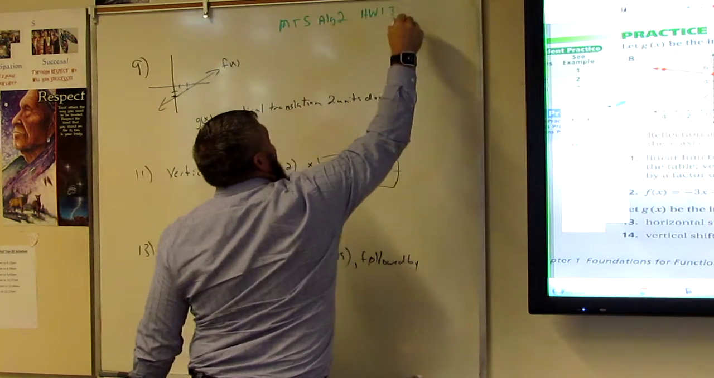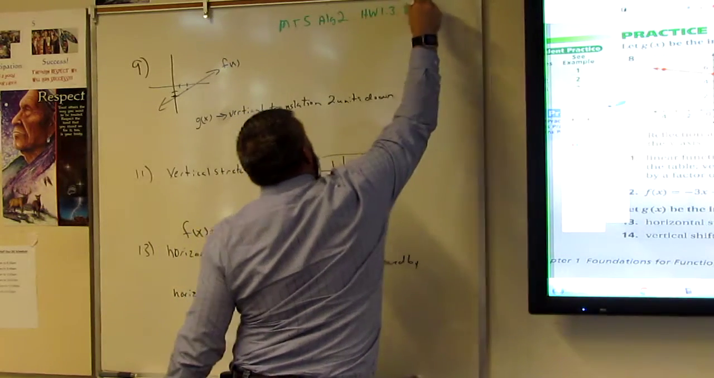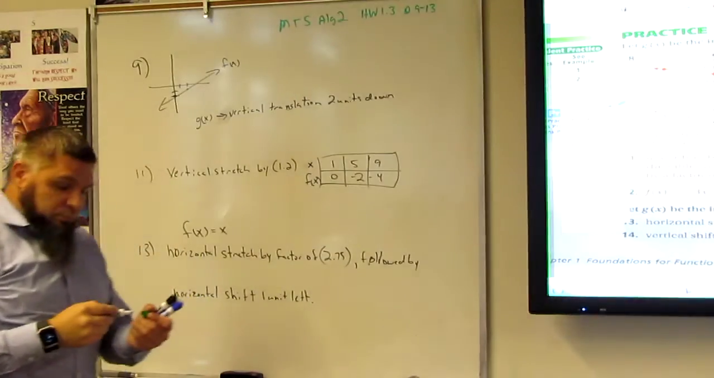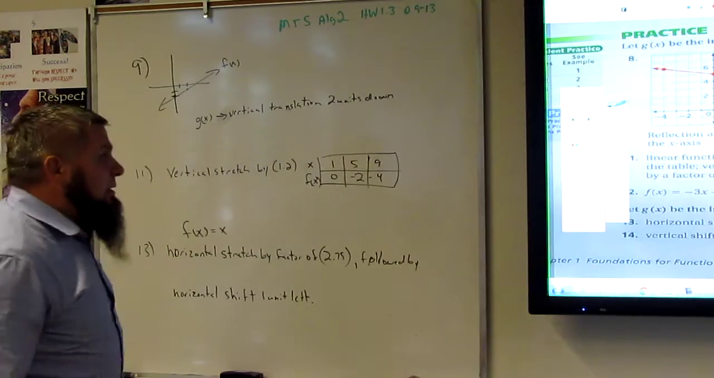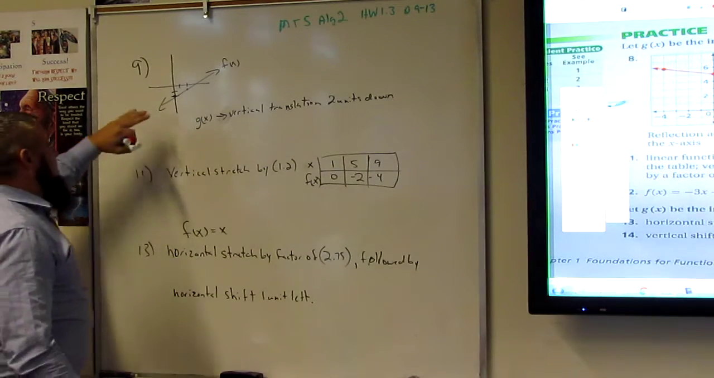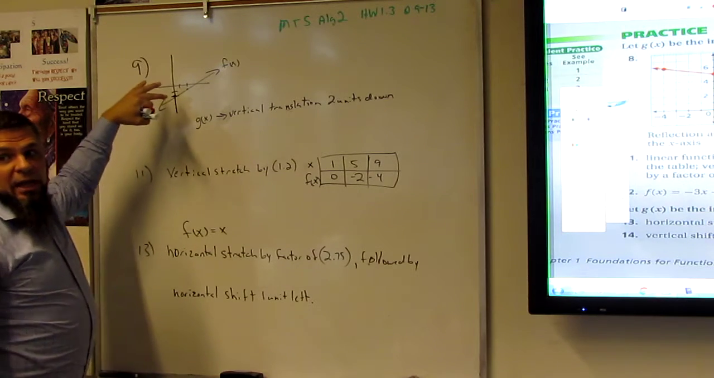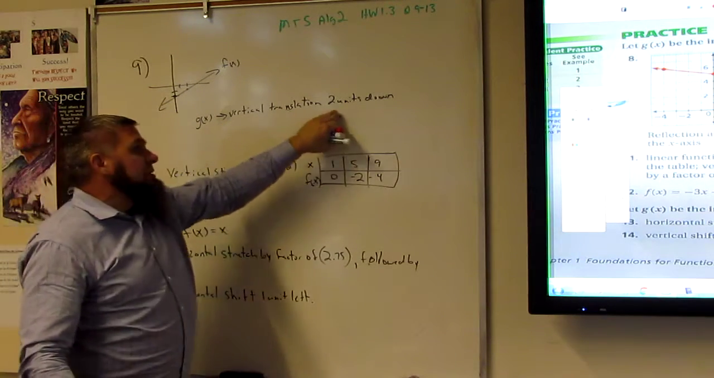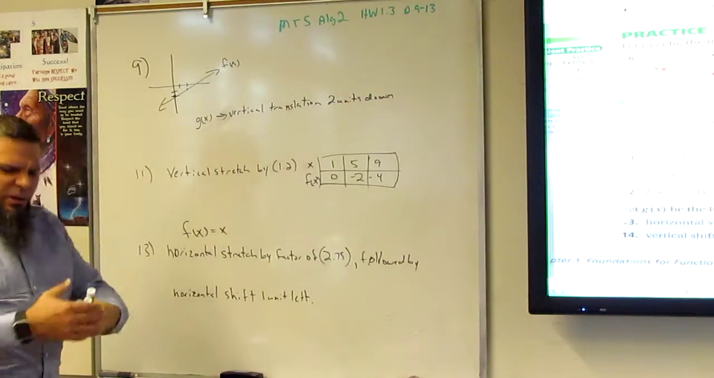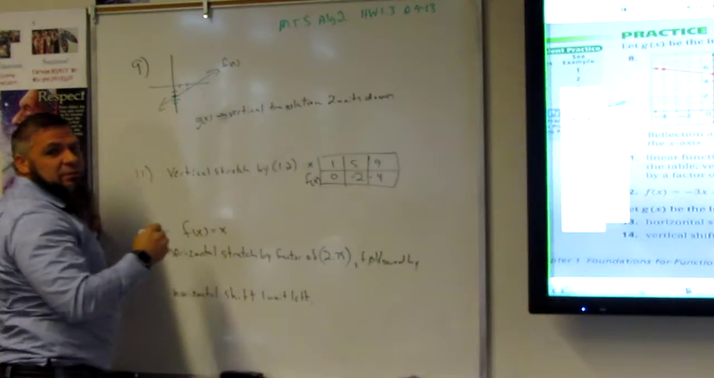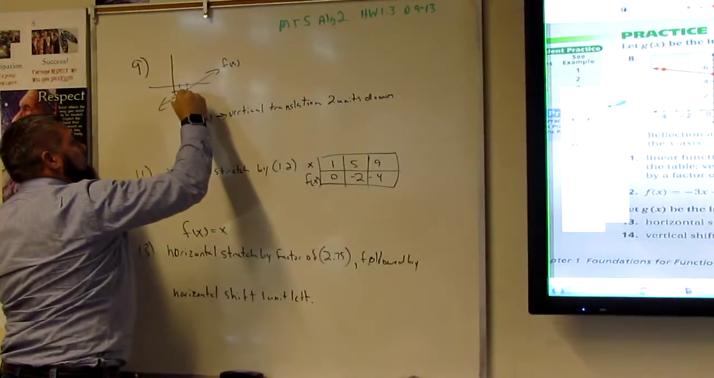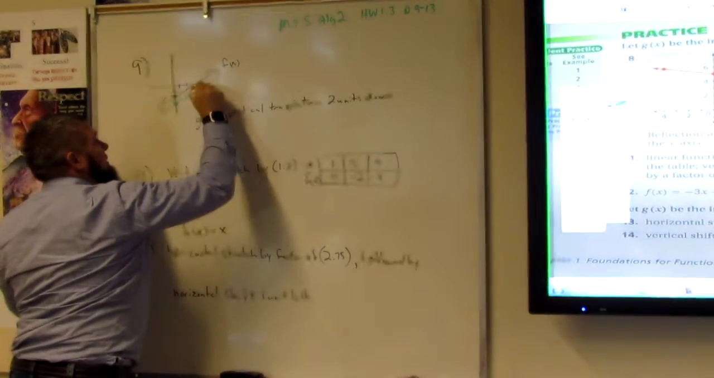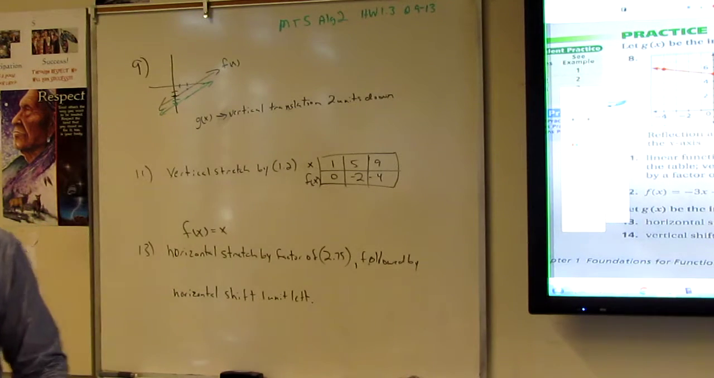HW 1.3 questions, and this will be 9 through 13. Okay? And for number 9, they give you a graph, as we can see on the not smart board. And the graph is basically this one. Okay? And they're telling you they want a vertical translation 2 units down. So if you did that, you would go 1, 2, right? And we know that the slope is up 1 over 2, so we'd go from here up 1 over 2, and we just make this graph, and that's pretty easy. 2 vertical units down.